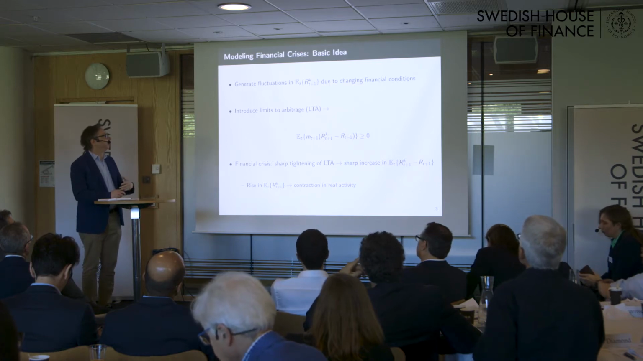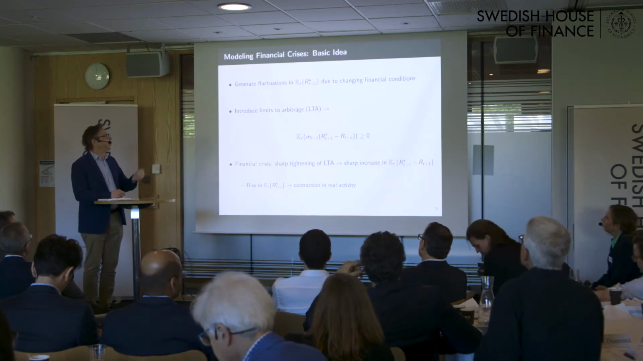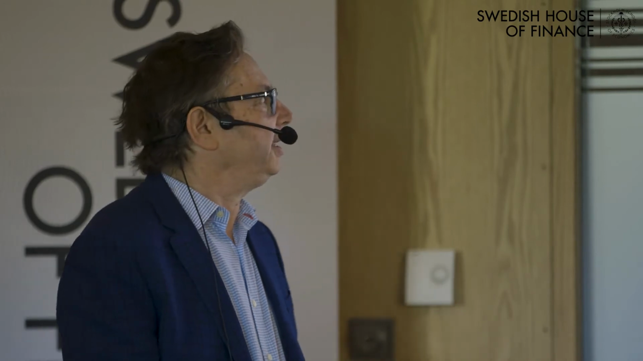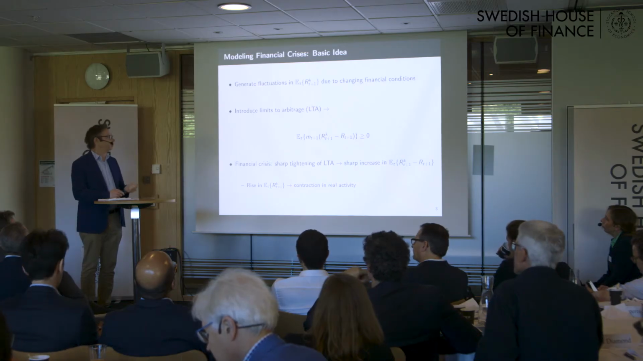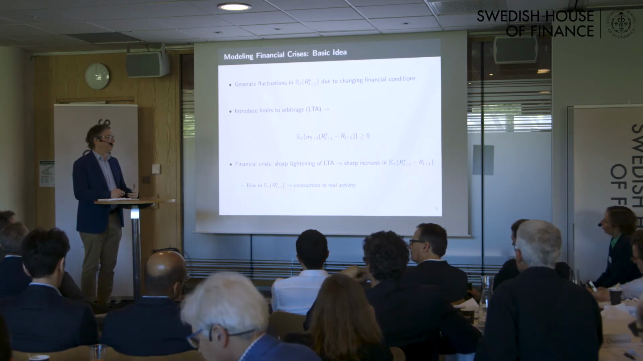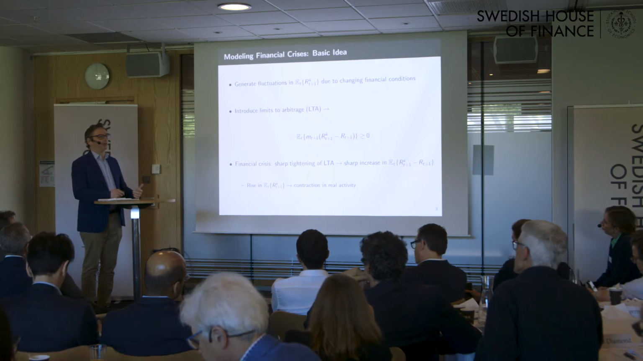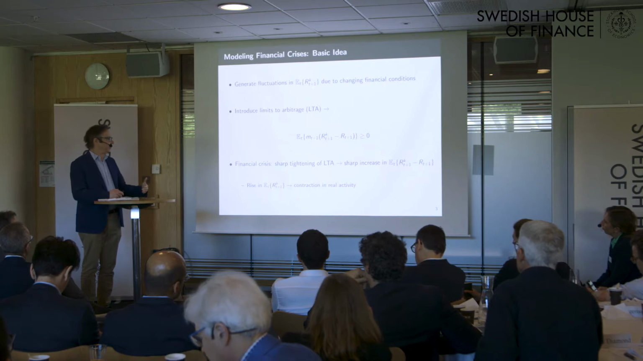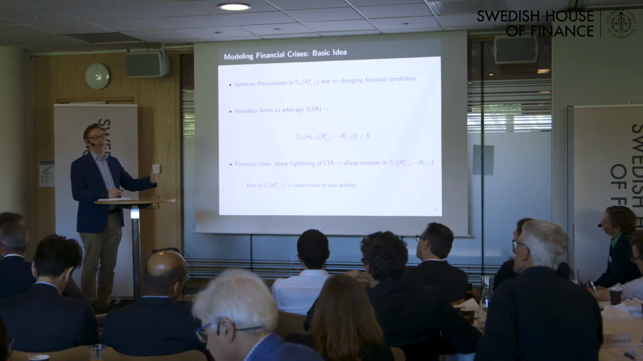So the idea behind modeling crises is to generate fluctuations in the cost of capital that are due to changing financial conditions. And of course, the idea here is to introduce limits to arbitrage. And here we have in mind some kind of financial constraints that are going to limit discounted excess returns from going to zero. So how can you think of a financial crisis? Well, it's a sharp tightening of limits to arbitrage that introduces a sharp increase in excess returns. The rise in the cost of capital then has a depressing effect on economic activity. Now, of course, there are other reasons excess returns can move, but the idea is that in a crisis, it's some kind of unwinding of financial markets.